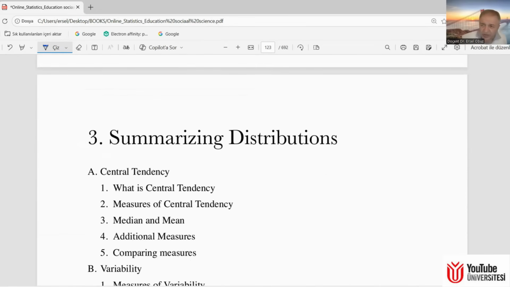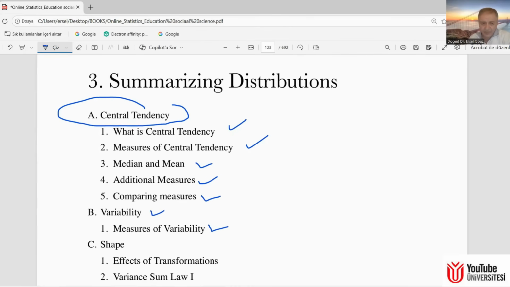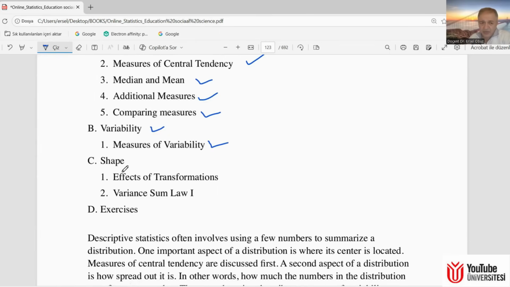We can start chapter 3 a little bit. Chapter 3 is an important chapter. It's about summarizing distributions. So when we summarize the distributions, we need to talk about the central tendency. So what is central tendency? How can we measure it? Median and mean, additional measures, comparing measures. We can also talk about variability of the data. So we have measures of variability. We can have the shape, effect of transformation, and variance sum law.